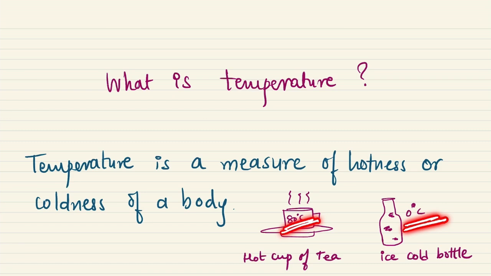So if the temperature is 0 degrees Celsius or lower, then it feels colder to us. Anything below 37 degrees Celsius, which is our body temperature, we generally say is cold, and anything above our body temperature, that is 37 degrees Celsius, we call hot. So temperature is basically how hot or how cold a body is.